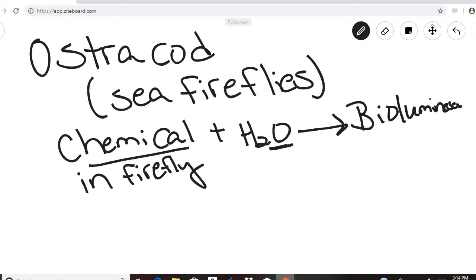You also have to put energy in here. So when we do it in class, you'll actually slide a glass slide back and forth. And when you do that, that's providing the energy for the reaction. So the oxygen comes from the water, and you're just helping to release that chemical that is in the ostracod.